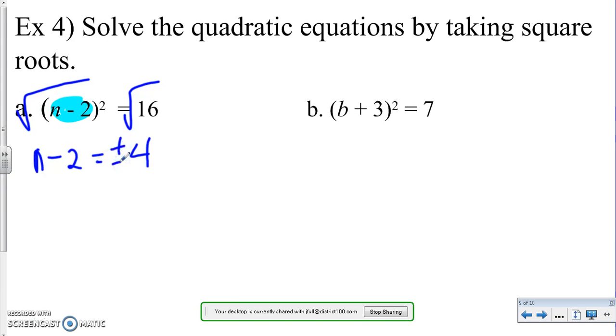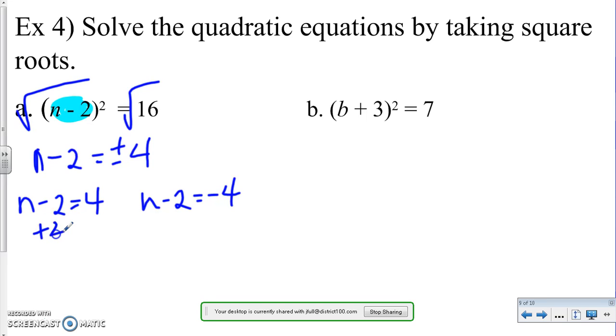Now this one is a little bit trickier. From here we actually need to make 2 equations. This is telling us to do n minus 2 equals positive 4 and n minus 2 equals negative 4. This is a very important step to remember. A lot of students will try to add 2 to both sides and just get an answer. We need to consider both cases.